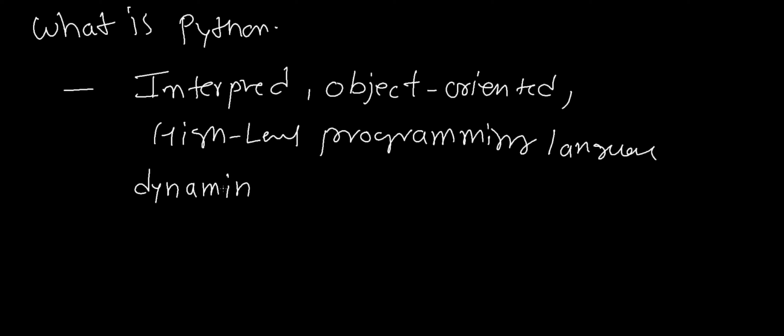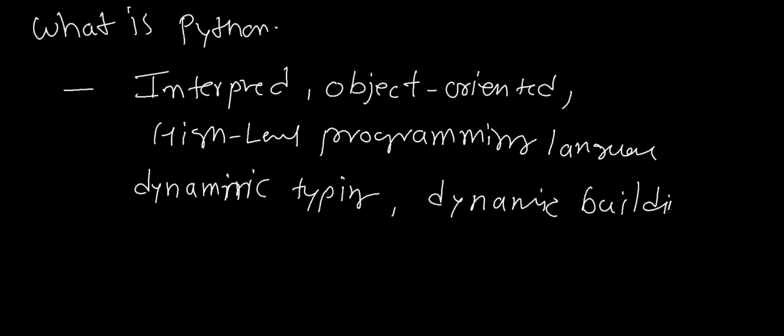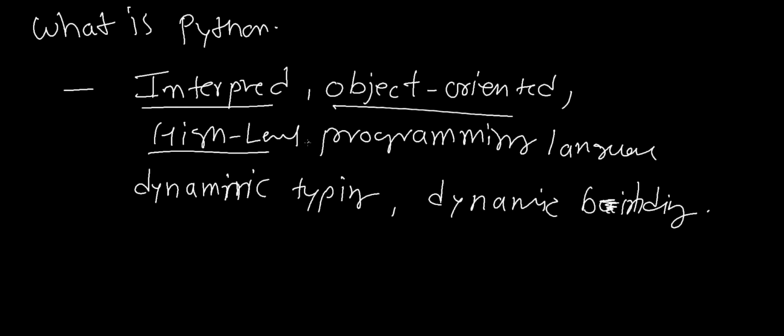and dynamic binding, make it attractive for rapid application development as well as for use as a scripting language to connect existing components together. So these are the words: interpreted, high level, object oriented, dynamic typing, dynamic binding. As we go ahead, we will understand what they mean.